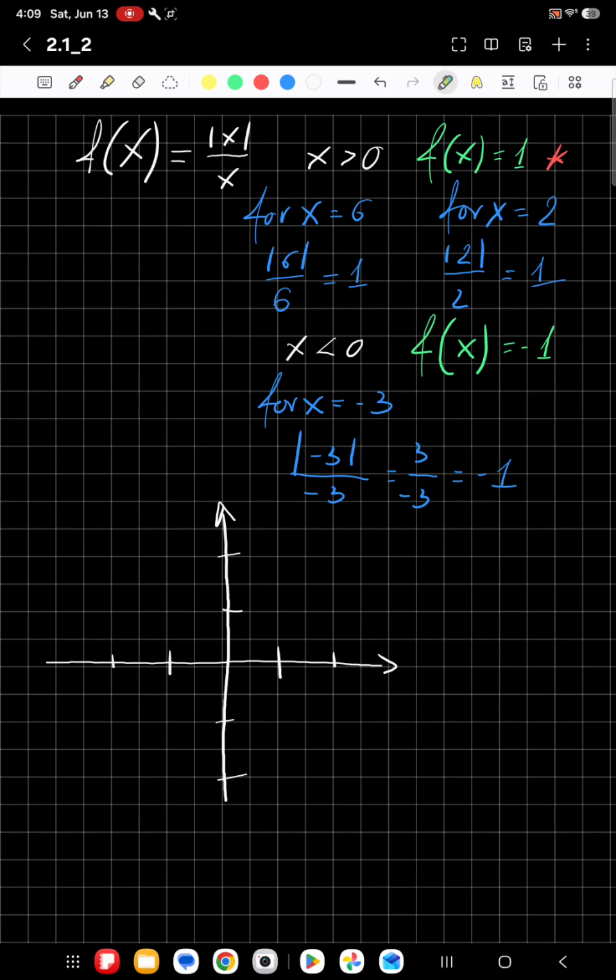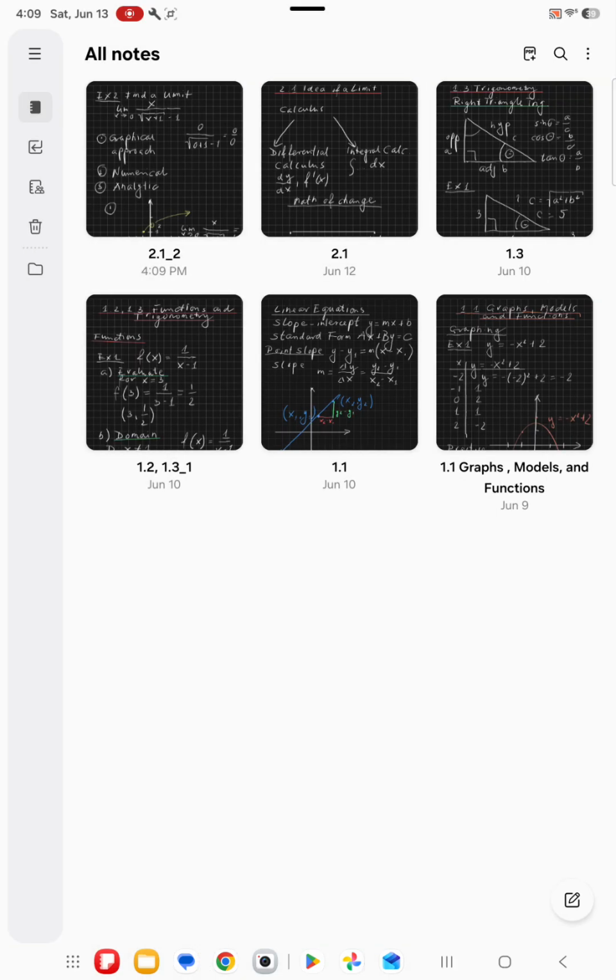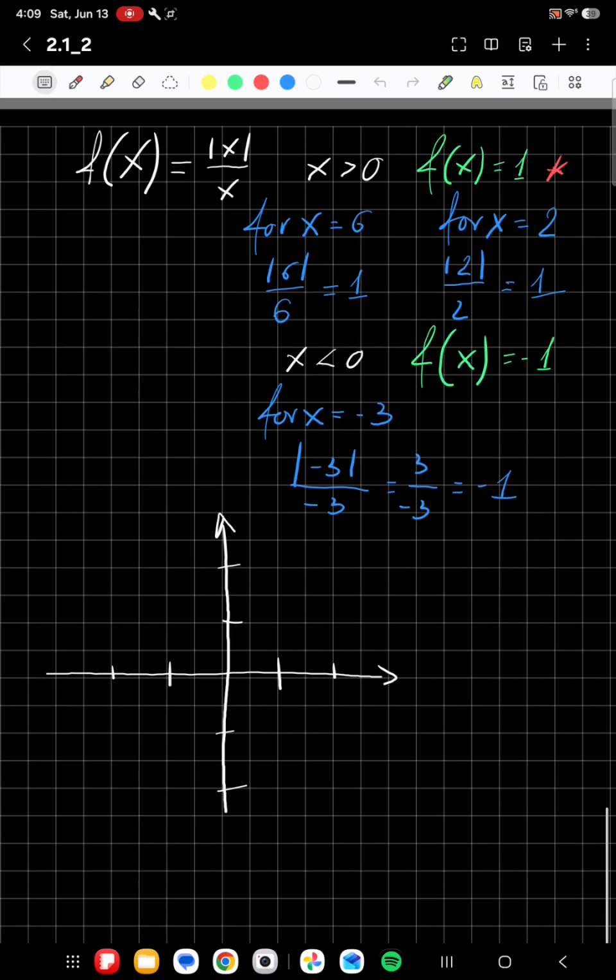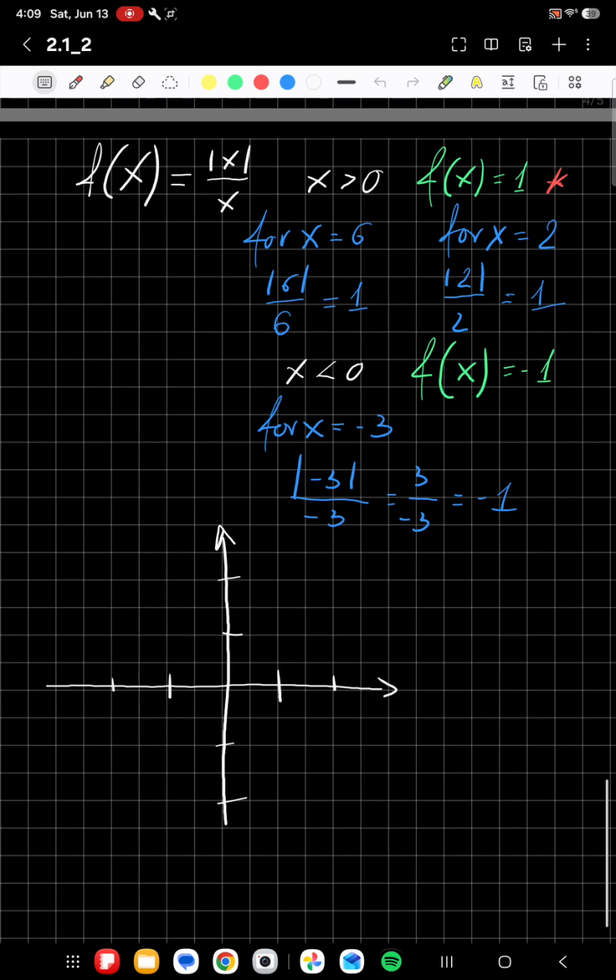Yeah, so let's graph it. For 0 I have undefined, so I'm making an open circle right there. Then it's supposed to be red. And then x is bigger than 0. Okay, so that's the first one. And now the yellow one, not here, this one. For x less than 0, I get negative 1. So I'm going to make an open circle right there. And this is the graph.